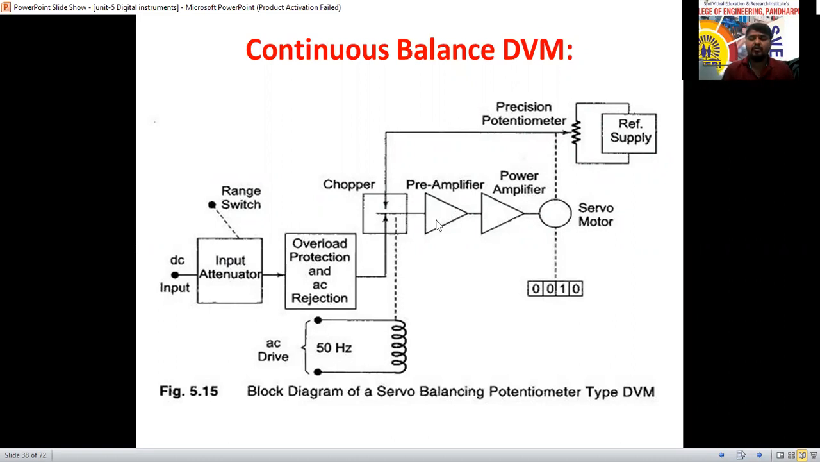Next, the pre-amplifier compares the chopper circuit's input with the precision value. That supply is applied to the power amplifier, which gives the supply to the servo motor. Based on whatever difference is there, the servo motor rotates and gives the reading.